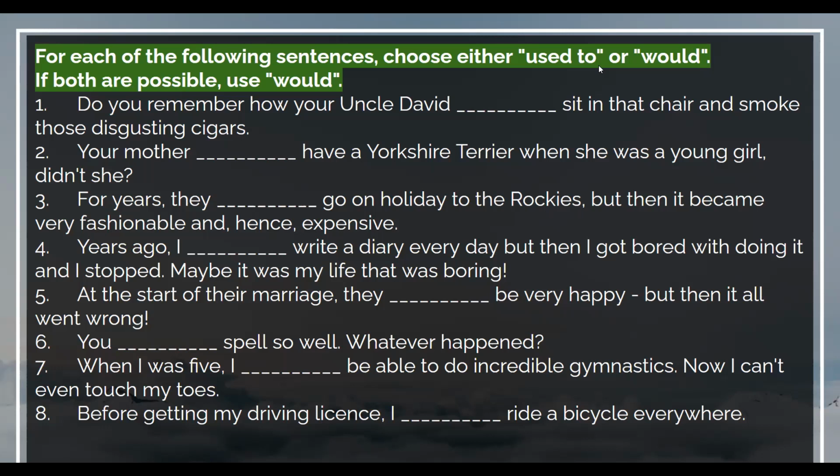So we're going to follow the instructions. If you can only use used to, then you have to write that down. But if you are able to use both because it's a past habit or a past repeated action, then you can only use would. Or you can put both, right? You can put both to make it clearer for you.